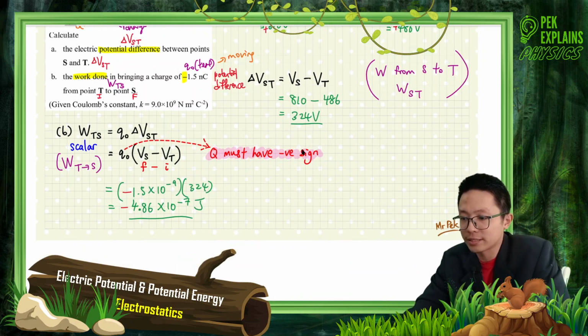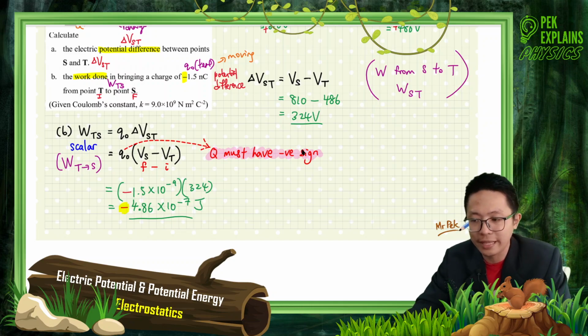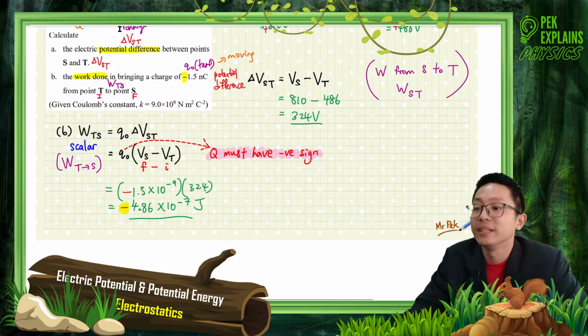So here the sign is negative. Does it mean direction to the left or downward? No, the negative in the work done is not about direction. It's about the magnitude itself. Yeah, you must put the negative sign here. It's a scalar quantity. So what is actually meant by the negative work done? Many students will ask this. What is really meant by the negative sign in the work done?